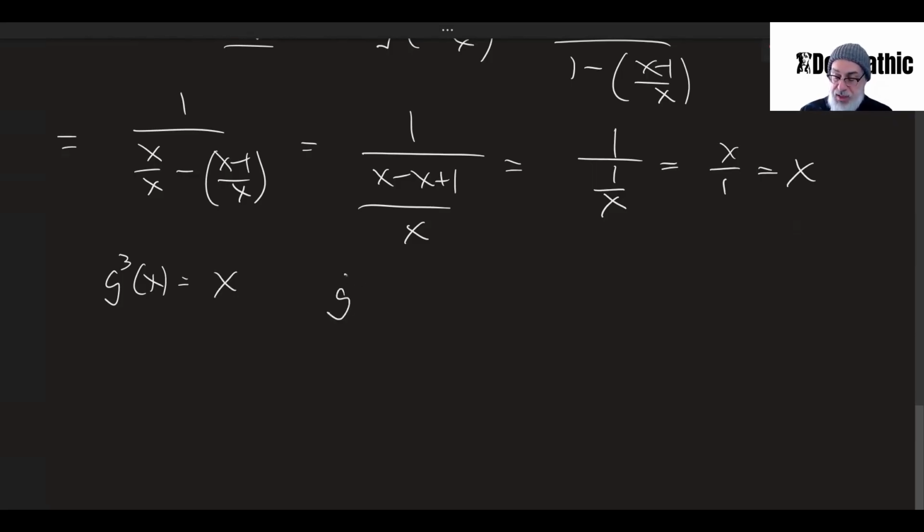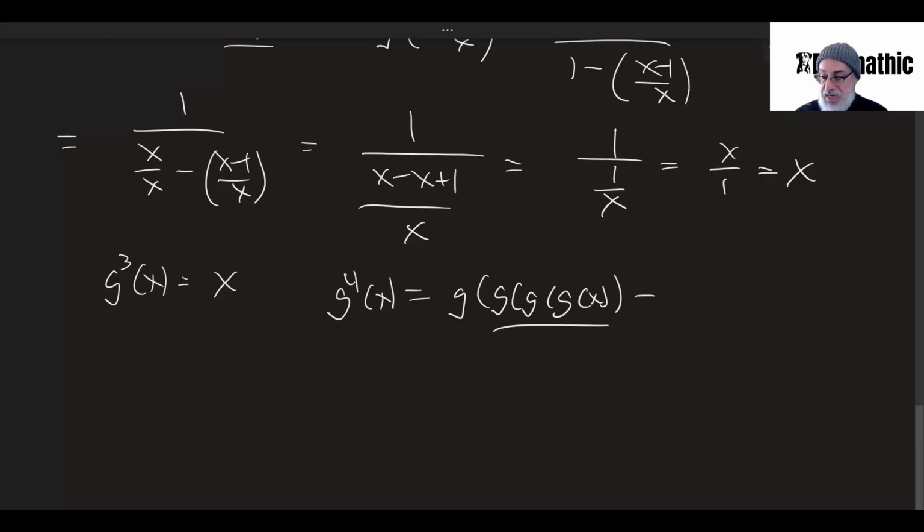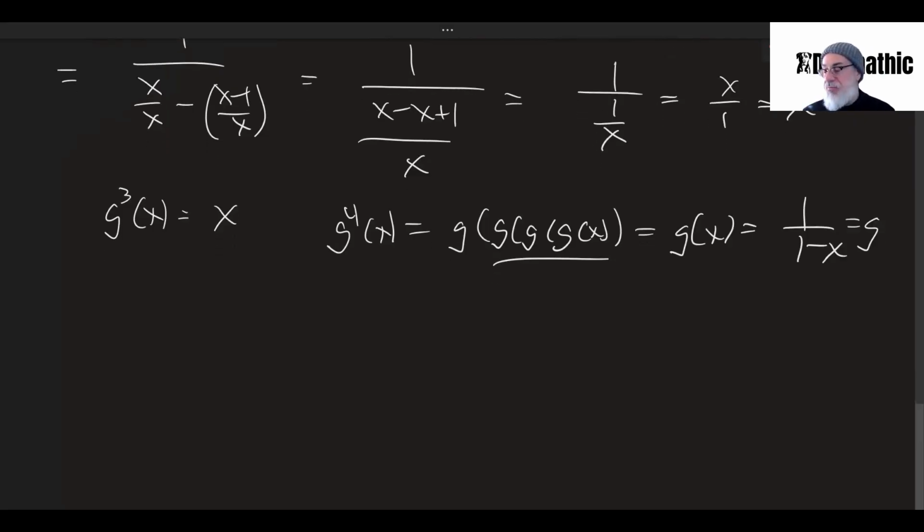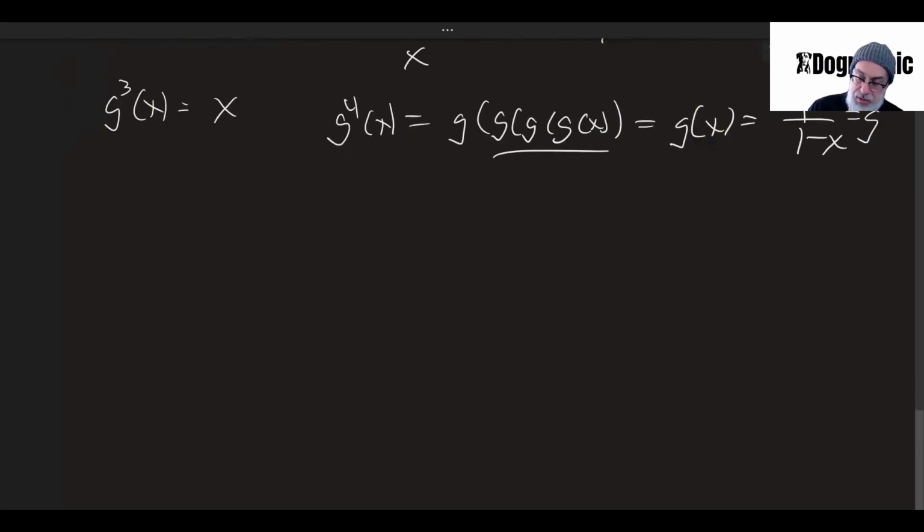Now, what's g to the fourth then? Well, g^4 of x is g composed with g composed with g composed with g of x. Now we know what this is. It's x. So this is g of x, which we know is 1 over 1 minus x, which itself is g. So this seems to be cyclic, because if I proceed from this and put g inside of g, I get back to (x minus 1) divided by x. Now, if I put that into g again, I'm going to get x, and then we sort of loop. So this is cyclic. And here is a good way to represent this.